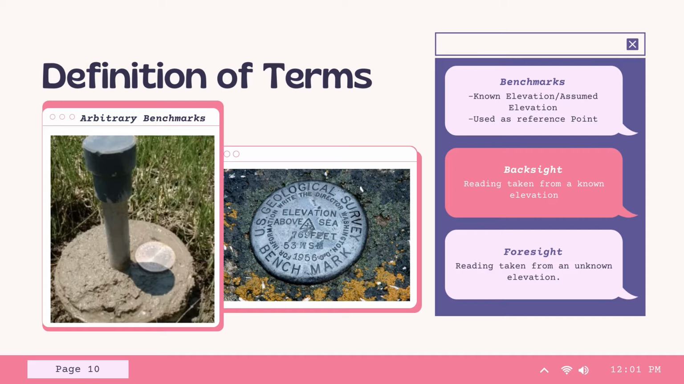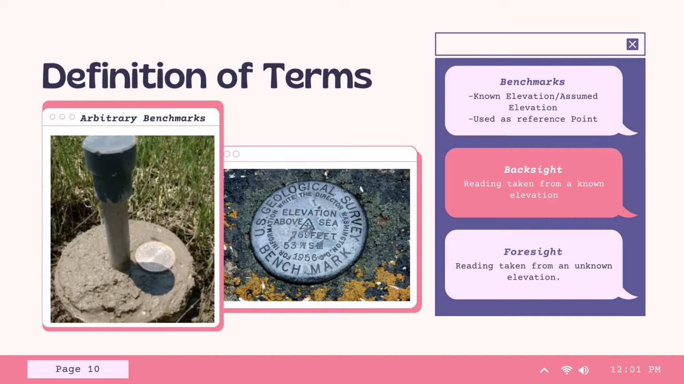So first is the benchmark. Benchmark is the known elevation or the assumed elevation that is commonly found on water hydrants or on bridges. So it is a fixed point of reference whose elevation is either known or assumed. They may be permanent or temporary. So it is a reference point that we make use of whenever we do some differential leveling.